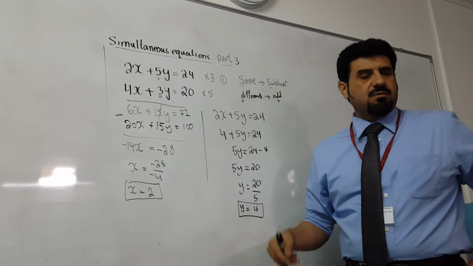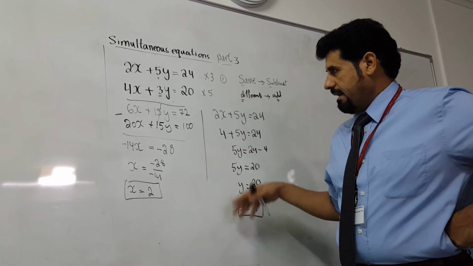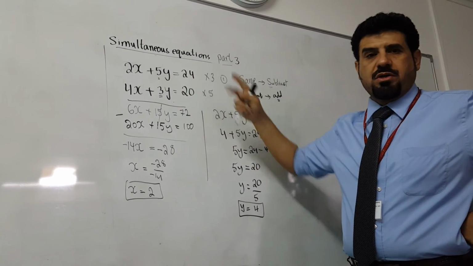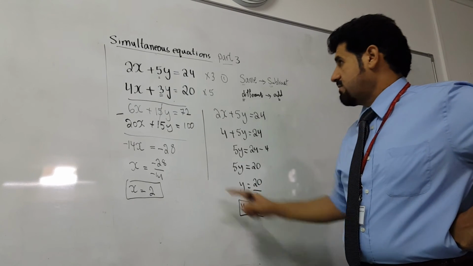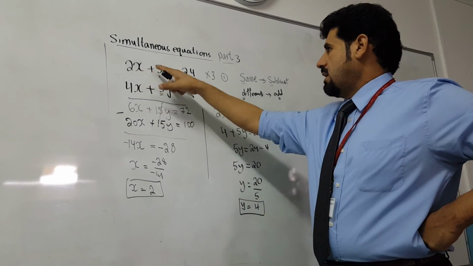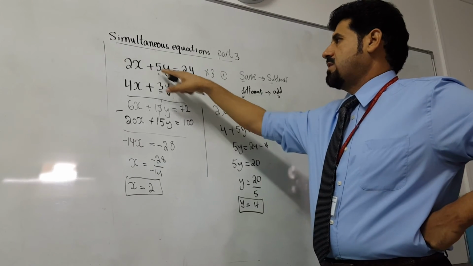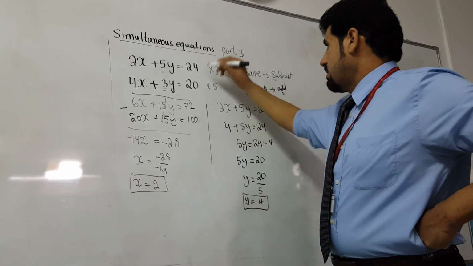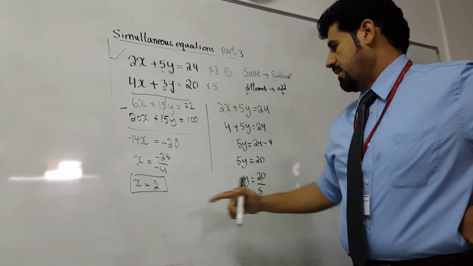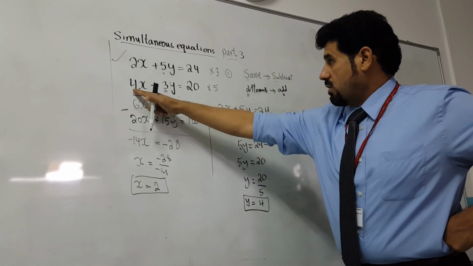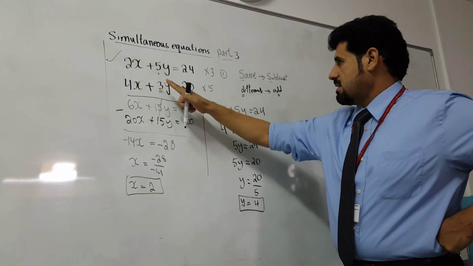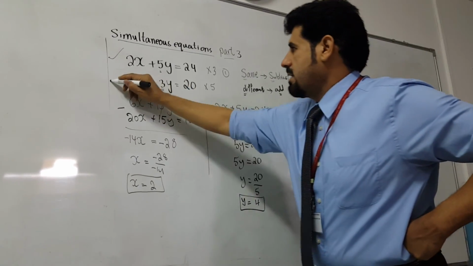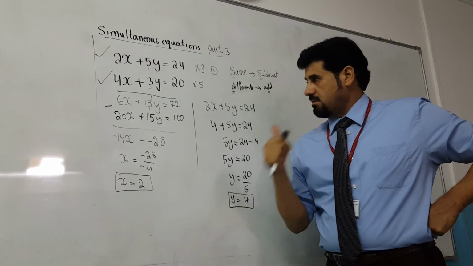I need to make sure that my solution is correct, and I have to substitute in my original formulas, and both of them should be correct with these two values. So x is 2, y is 4. 2 times 2 is 4, plus 5 times 4 is 20, so 4 plus 20 is 24. So the first one is correct. Let's check the second one. x is 2, y is 4. 4 times 2, that's 8, plus 3 times 4, 12. So 8 plus 12 is 20. The second equation is correct, and you're done.